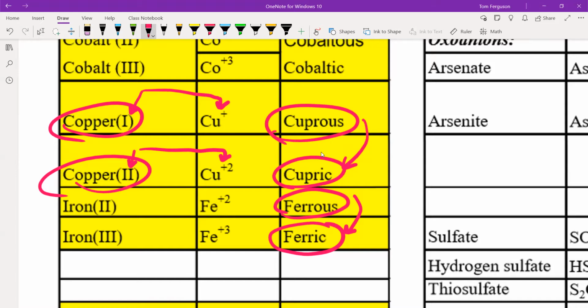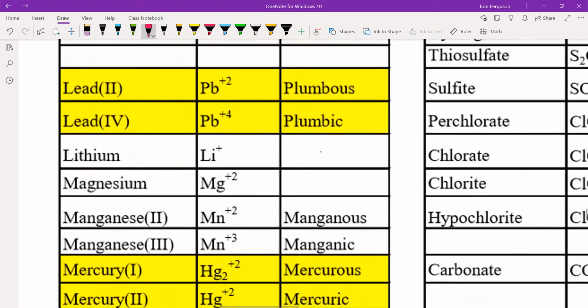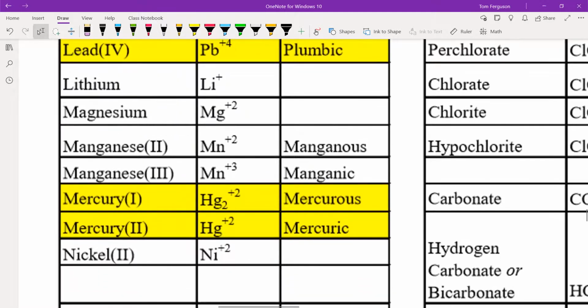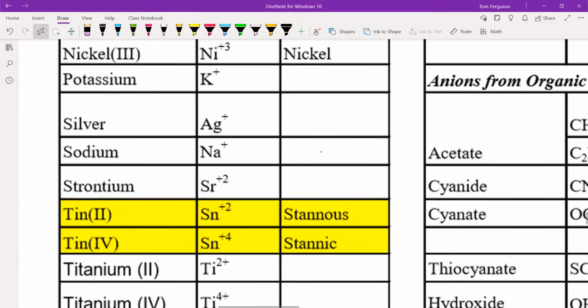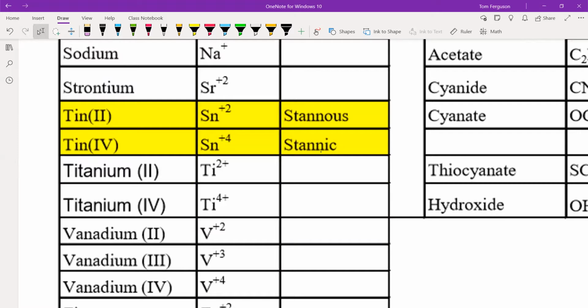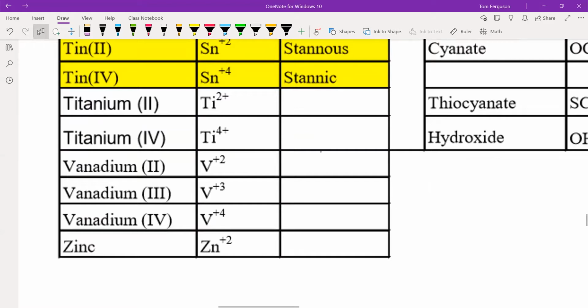And sometimes there is no common name for the cation. For example, titanium 2 and titanium 4, there is no common name. Vanadium 2, 3, 4, 5, there is no common name. So again, the cations can be, not totally, but can have 2 different names.